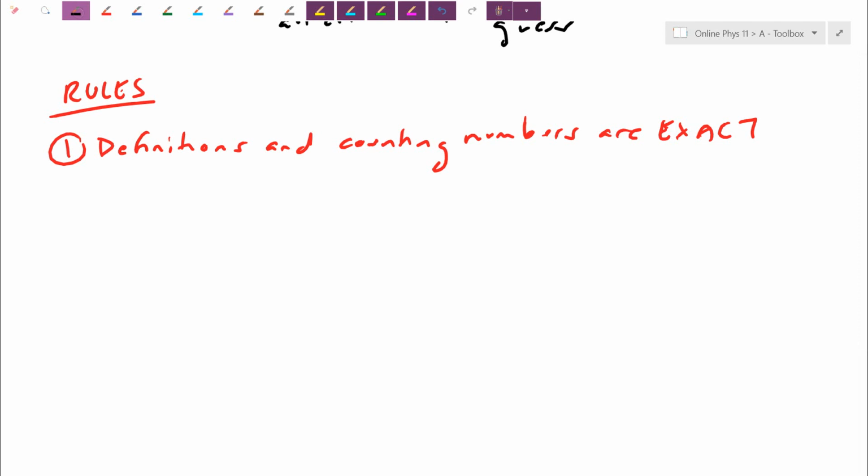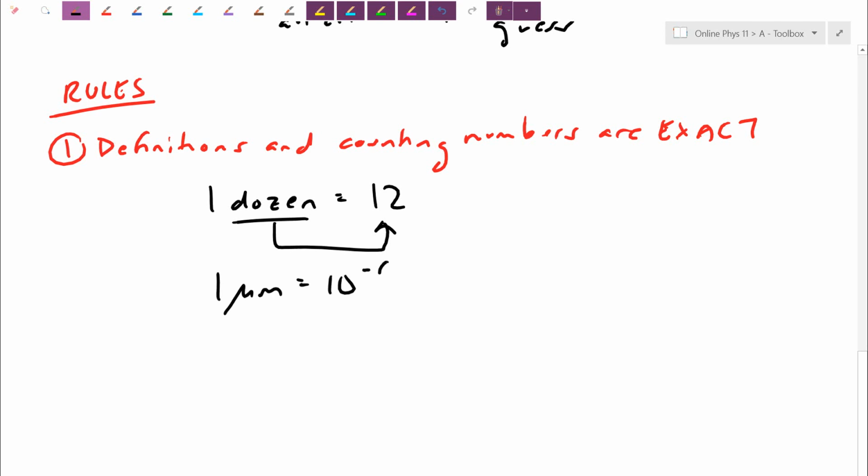So for example, if your mom tells you to go to the store and buy a dozen eggs, because that word dozen is defined to be 12, you know exactly how much to buy. Not 13, not 11, not 11.25, anything like that. A dozen by definition is 12. Earlier we said 1 micrometer. 1 micrometer is 10 to the negative 6 meters. That's by definition. It's not a little over, it's not a little less than that. These ones here are infinitely precise.